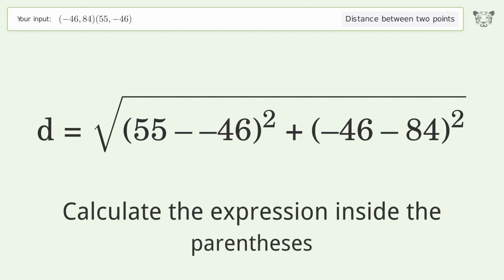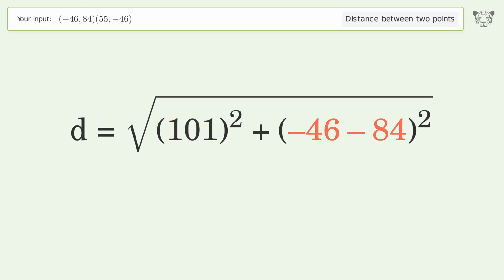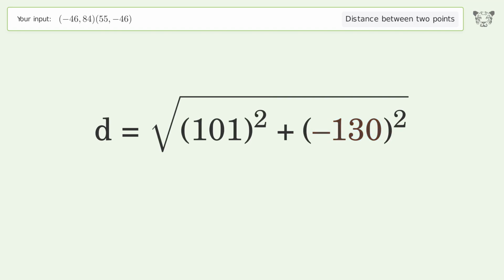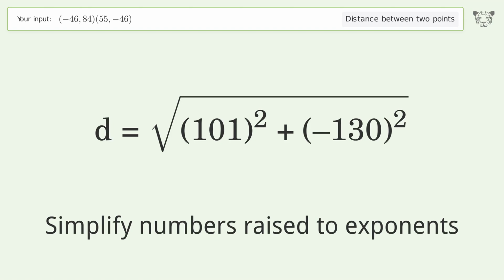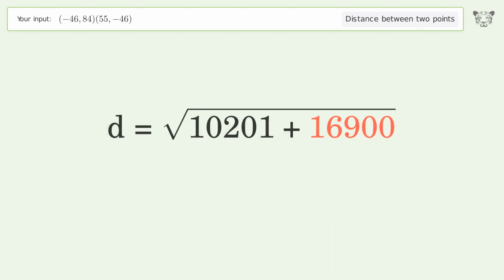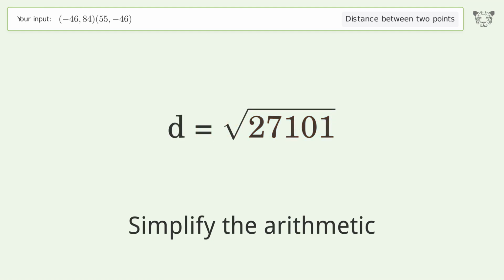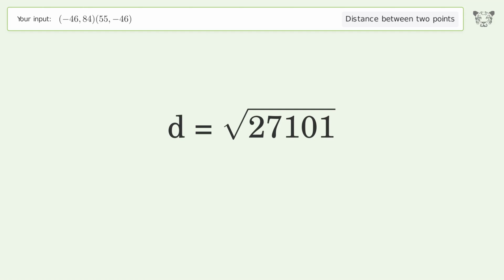Calculate the expression inside the parentheses. Simplify numbers raised to exponents. Simplify the arithmetic. And so the distance between the 2 points is the square root of 27,101, or 164.624.